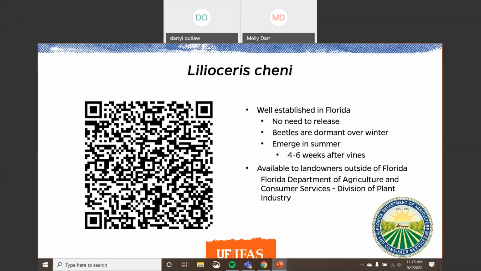I have air potato in my backyard, and it is extremely difficult to watch those vines grow and not see any beetle damage. I promise you they will come back. They just come back a little later than our vines do.